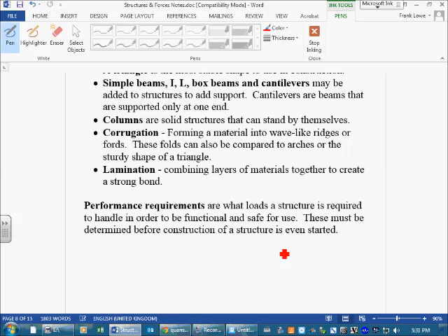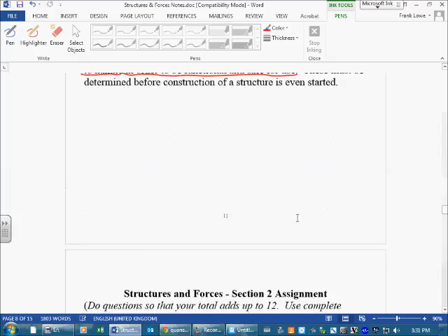Okay, so take a look at the definition. It says performance requirements are what loads a structure is required to handle. Basically, what are they supposed to do in order to be functional and safe for use? And so this kind of stuff, like I said, has to be determined before you even start putting it together. You have to think of what is it going to have to do. Okay, and I think that is the end of section 2.